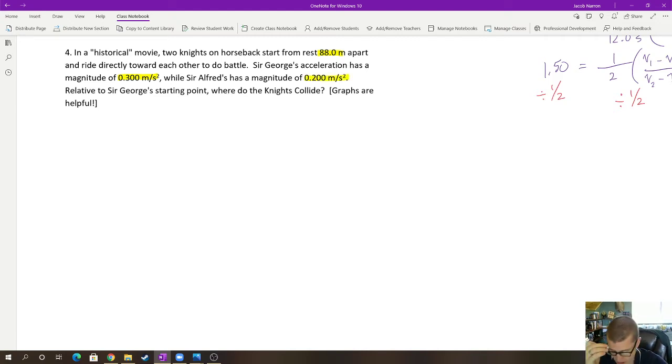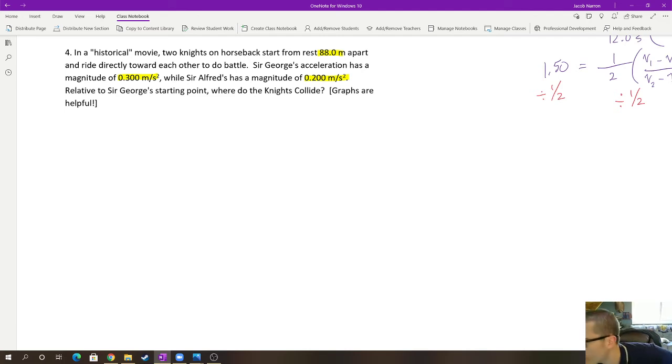It's 3 sig figs. And also 88.0, 3 sig figs. So already I know my final answer is going to have 3 significant figures. So I'm not going to worry about it too much. I'm going to still keep track of it, but at the end, I know it's going to have 3. Relative to Sir George, now that's kind of important.